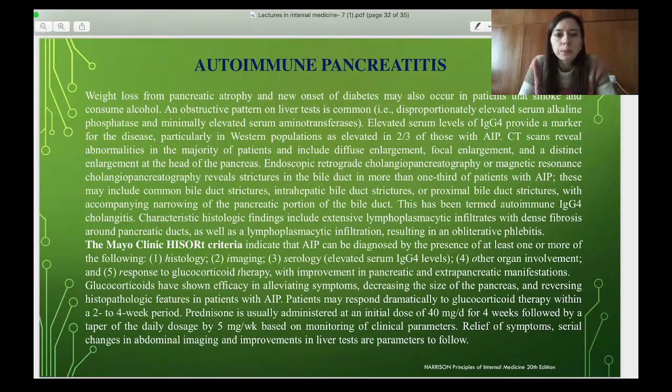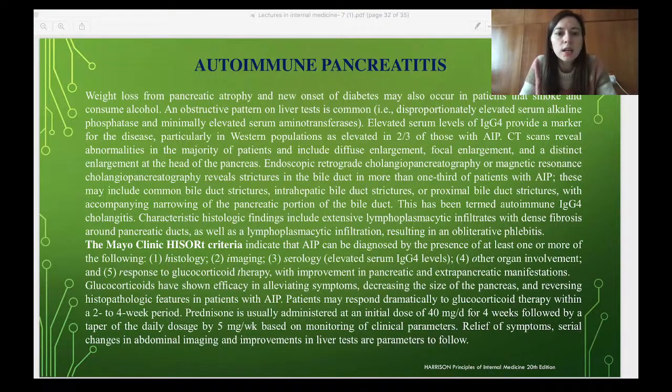And the Mayo Clinic HISORt criteria indicate that autoimmune pancreatitis can be diagnosed by the presence of one or more of the following: histology, imaging, serology, other organ involvement, and response to glucocorticoid therapy, with improvement in pancreatic and extrapancreatic manifestations.